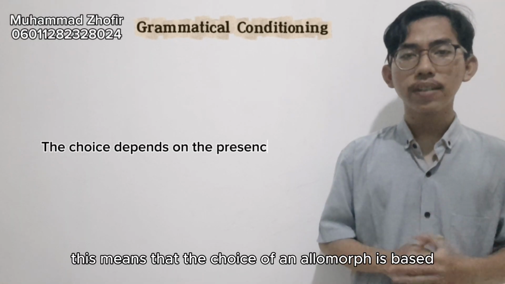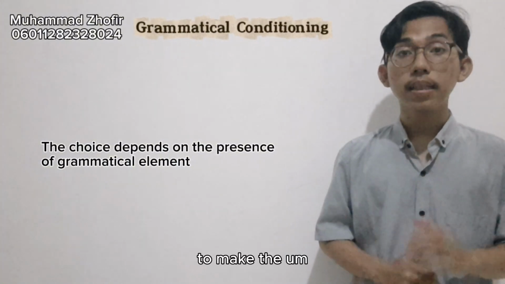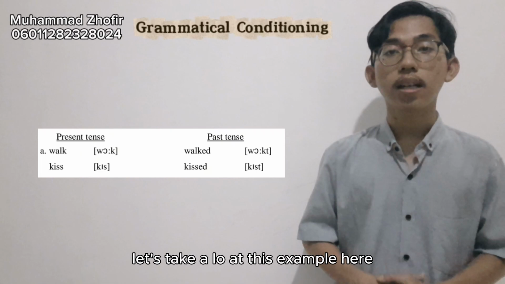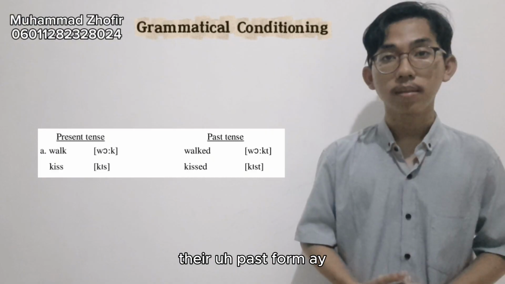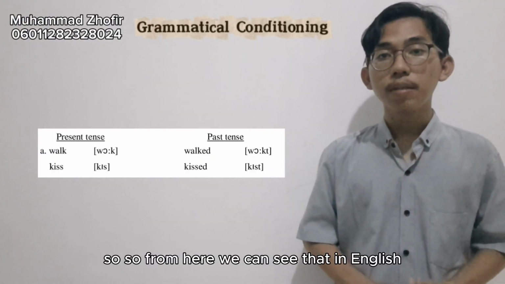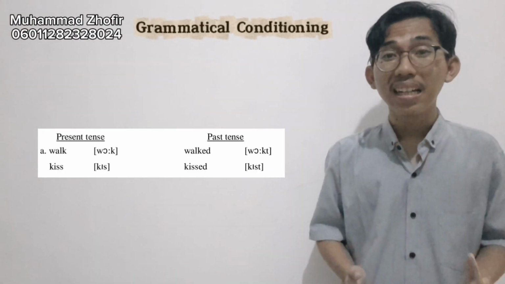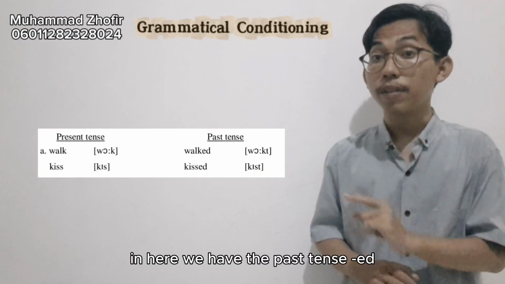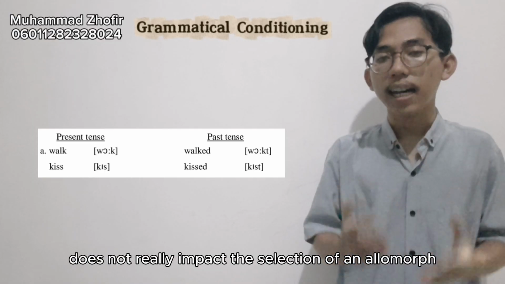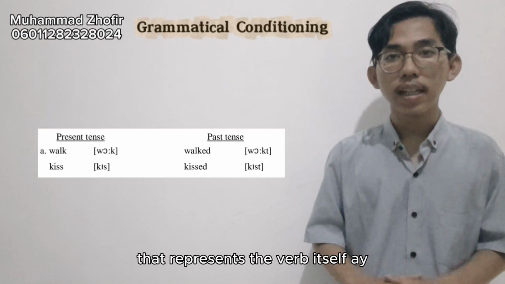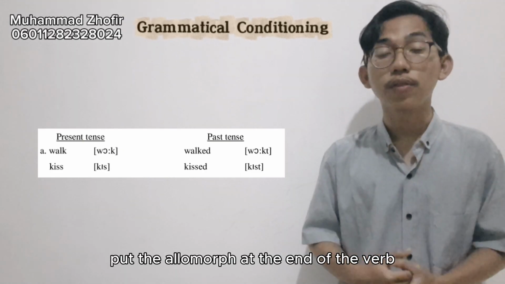This means that the choice of an allomorph is based on the presence of a grammatical element. To make the explanation much clearer, let's take a look at this example here. We have two words in present tense and also their past form. Okay, so from here we can see that in English, usually or in the majority of cases, the presence of the past tense morpheme, and here we have the past tense ed, does not really impact the selection of an allomorph that represents the verb itself. Okay, instead we just put the allomorph at the end of the verb.